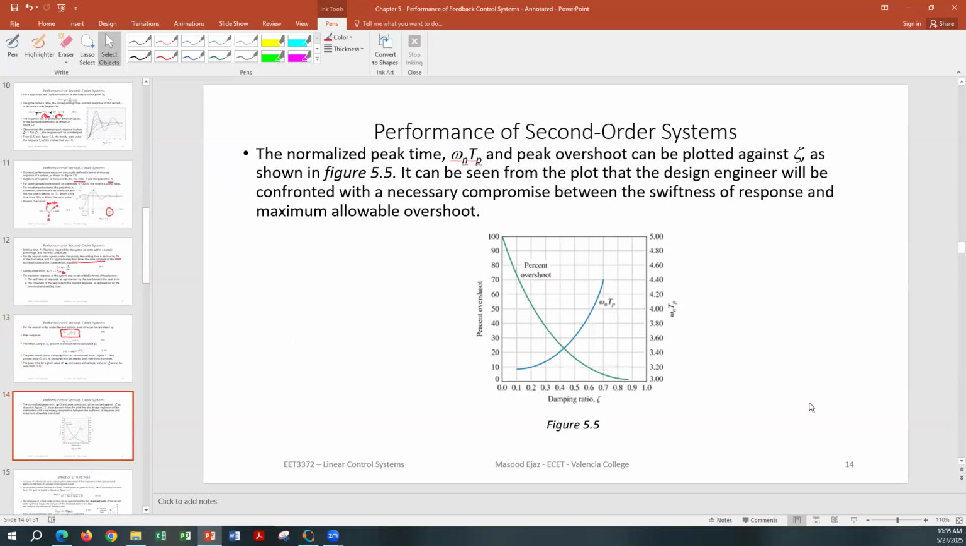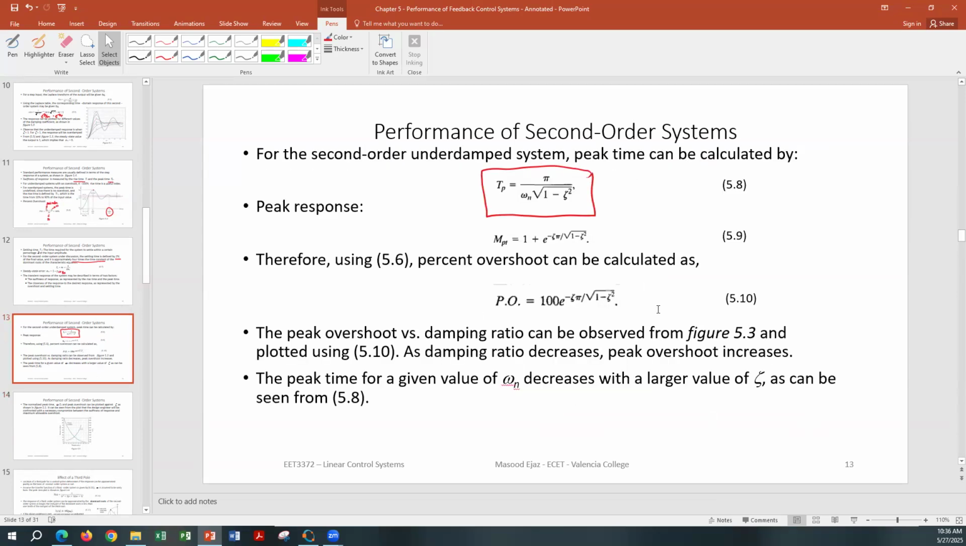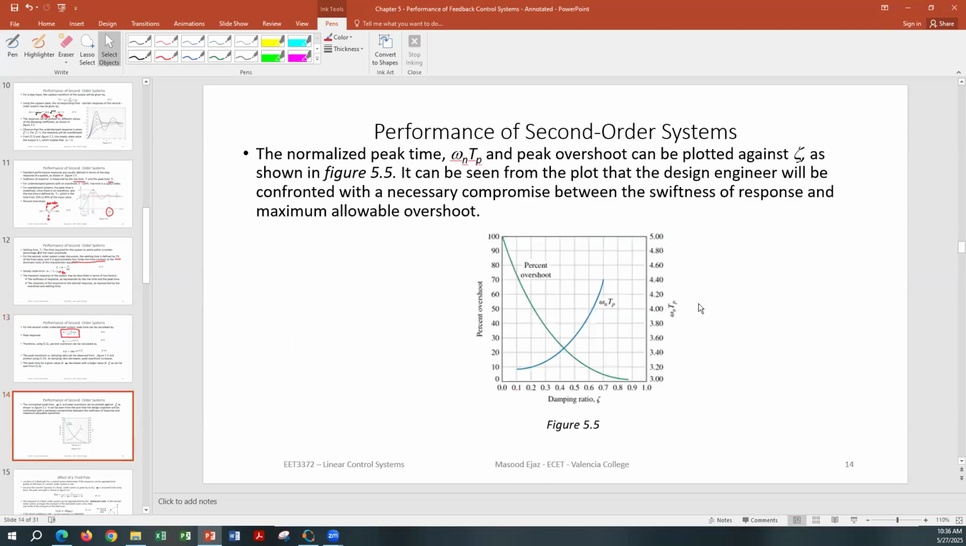This is a plot from the book, or I don't know if it's from the book or I got it from online. Could be from the book. Normalized peak time omega n tp and peak overshoot can be plotted against zeta. So zeta is on your x-axis. You have peak overshoot on the left side and omega n tp on the right side. And when we plotted the two equations, peak overshoot and omega n times tp, we multiply tp by omega n and plot pi over square root of 1 minus zeta square as our scaled value of omega n tp. Let's see, shown in figure.